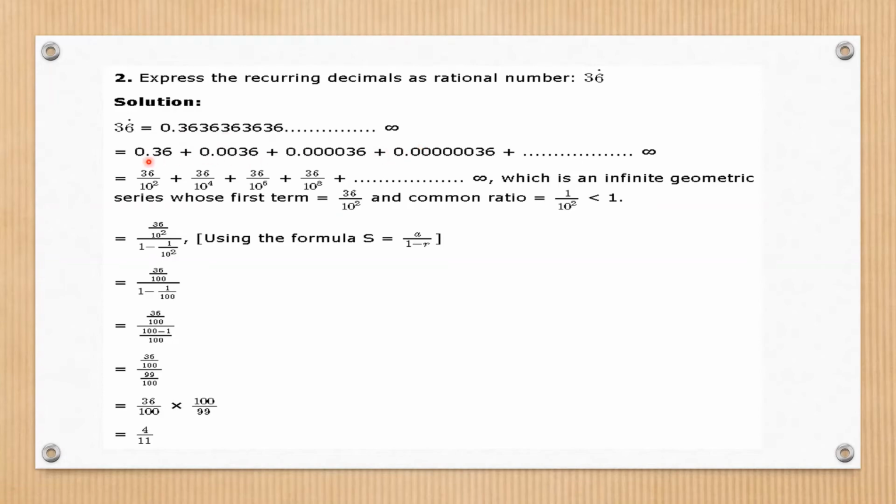We can write it as 0.36 plus 0.0036 plus 0.000036 up to infinite terms. For simplification it can be written as 36 by 10 square, 36 by 10 to the power 4 and so on. So again, the first term is 36 by 10 square. Common ratio is 1 by 10 square, which is less than 1. By placing all the values in the a upon 1 minus r formula, we can get the solution as 4 by 11.